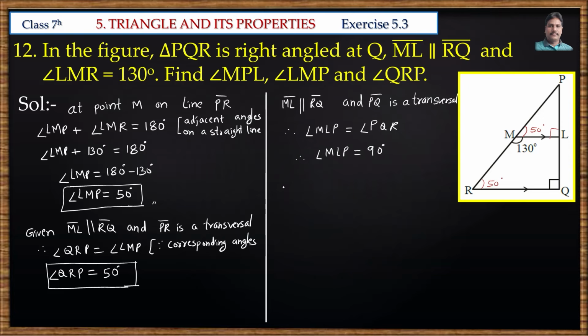Now, in triangle MPL, 50 degrees plus 90 degrees plus angle MPL is equal to 180 degrees.